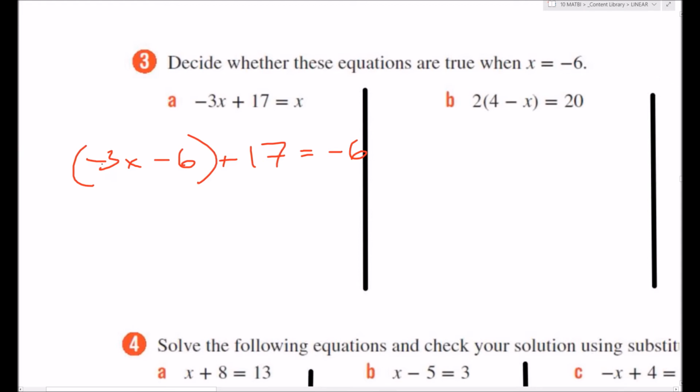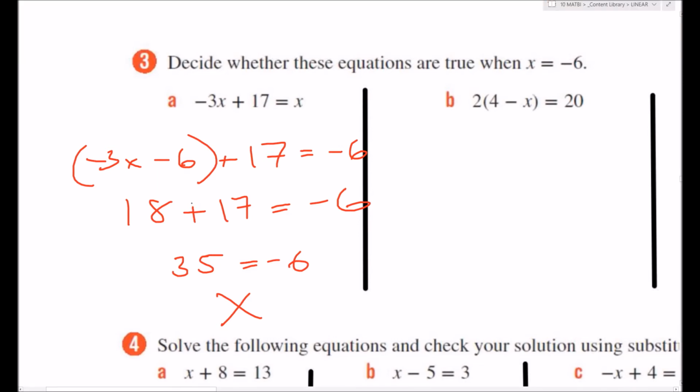So let's work that out. -3 times -6. So negative and a negative make a positive, and that equals 18. Plus 17 equals -6. I can already tell this doesn't make sense. 18 plus 17 is 35 equals -6. So nope, that is an incorrect or not a true equation.